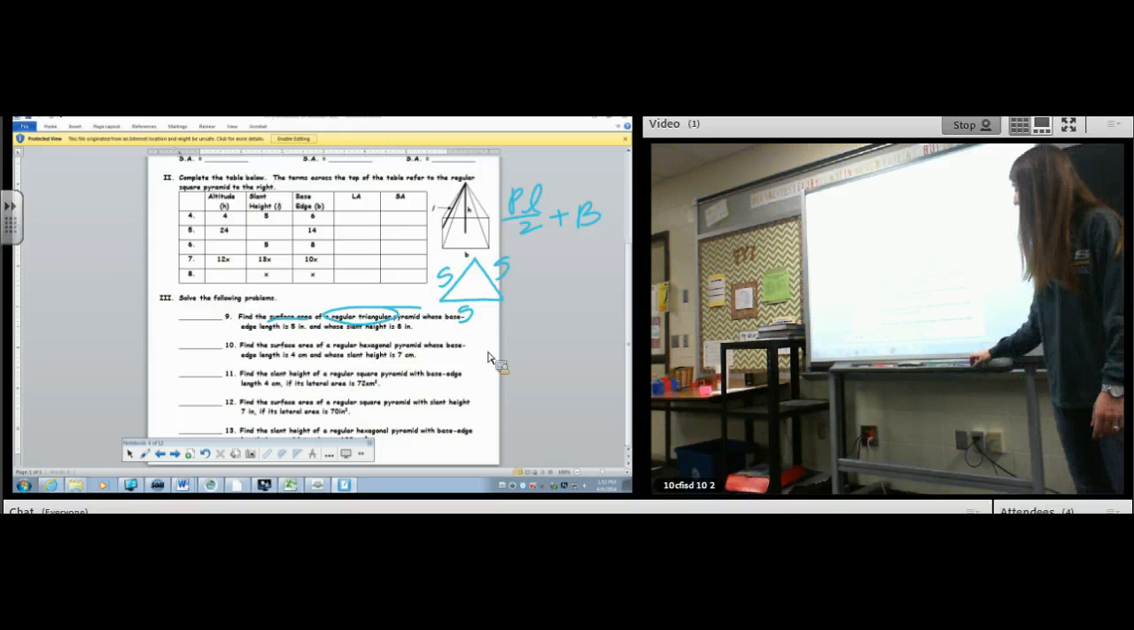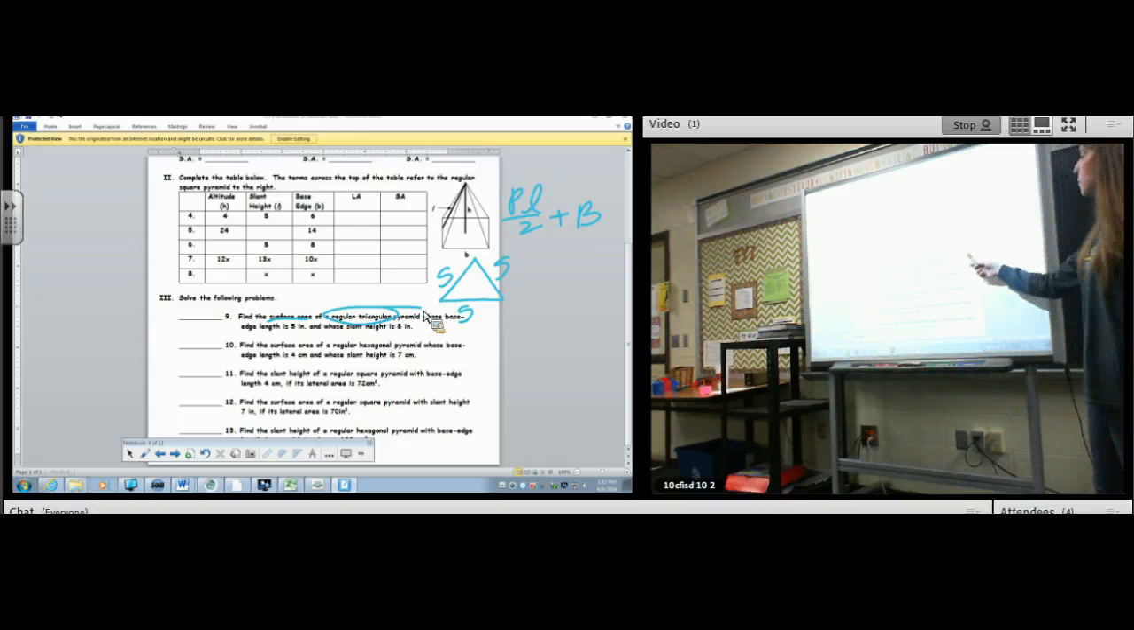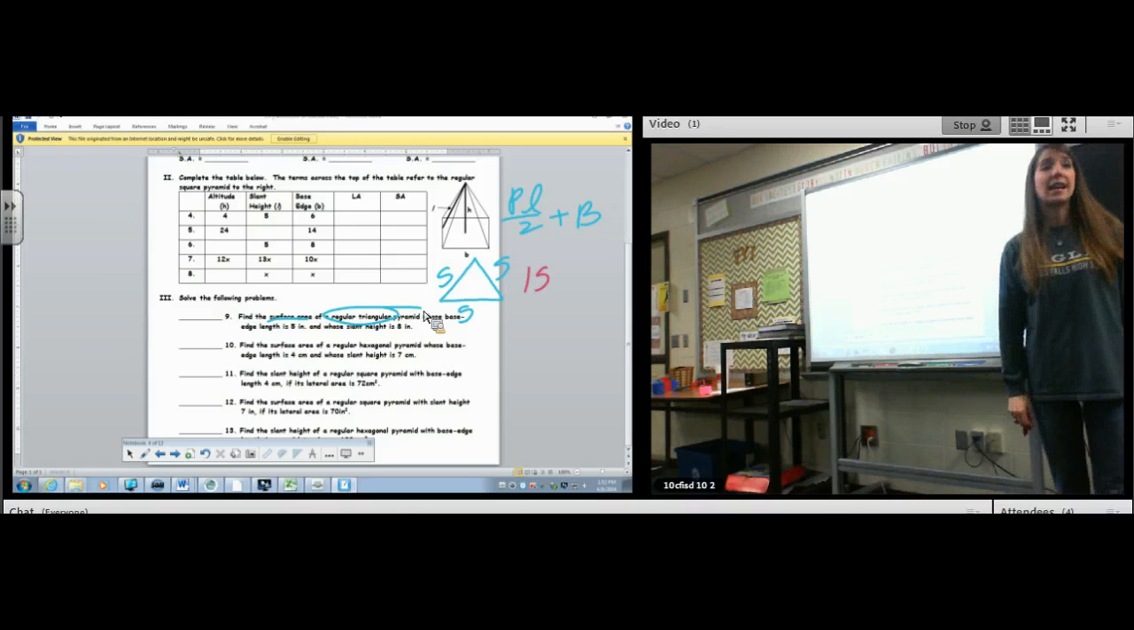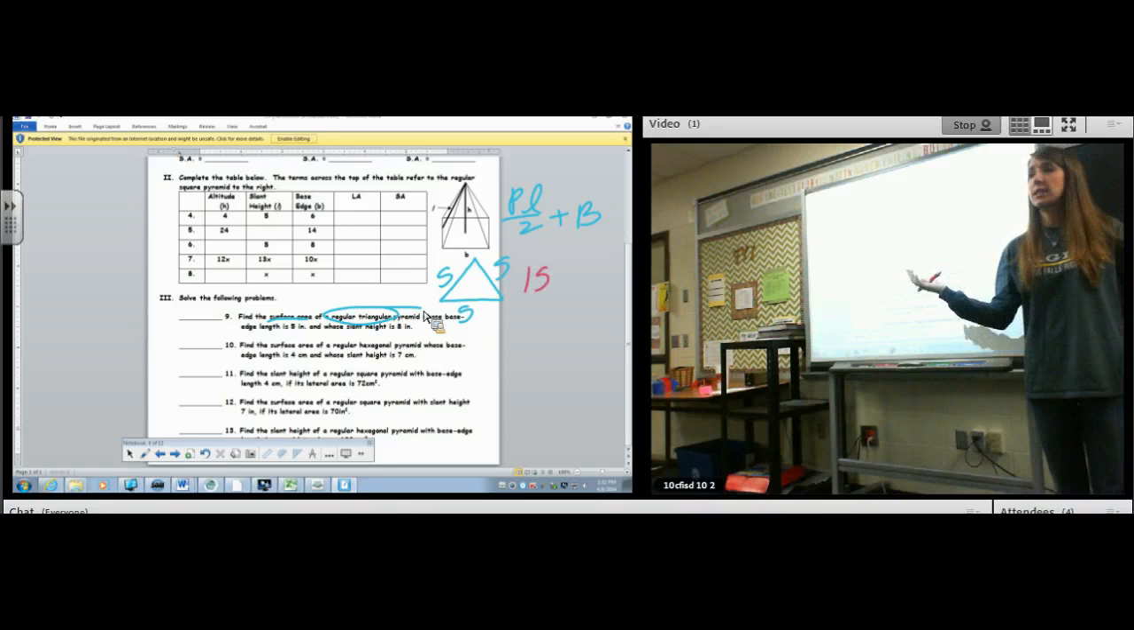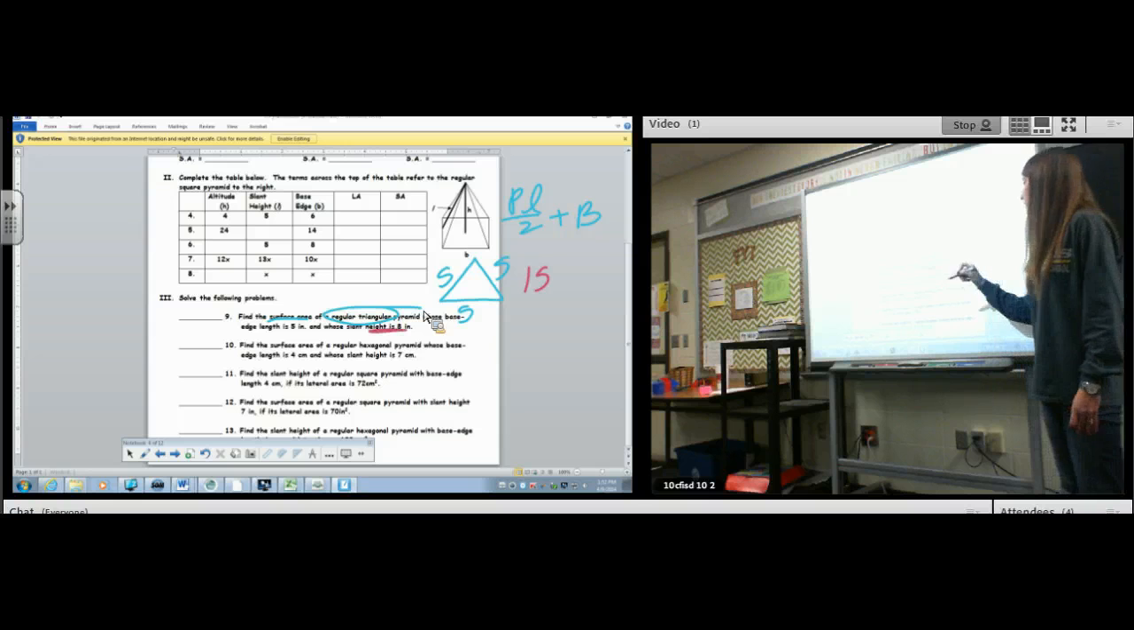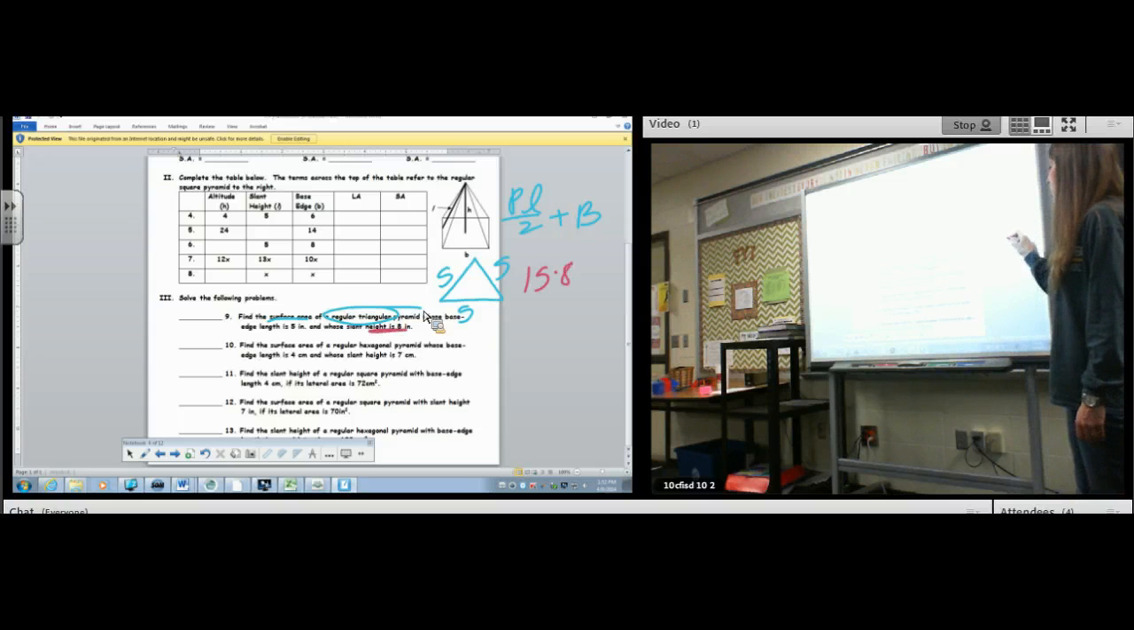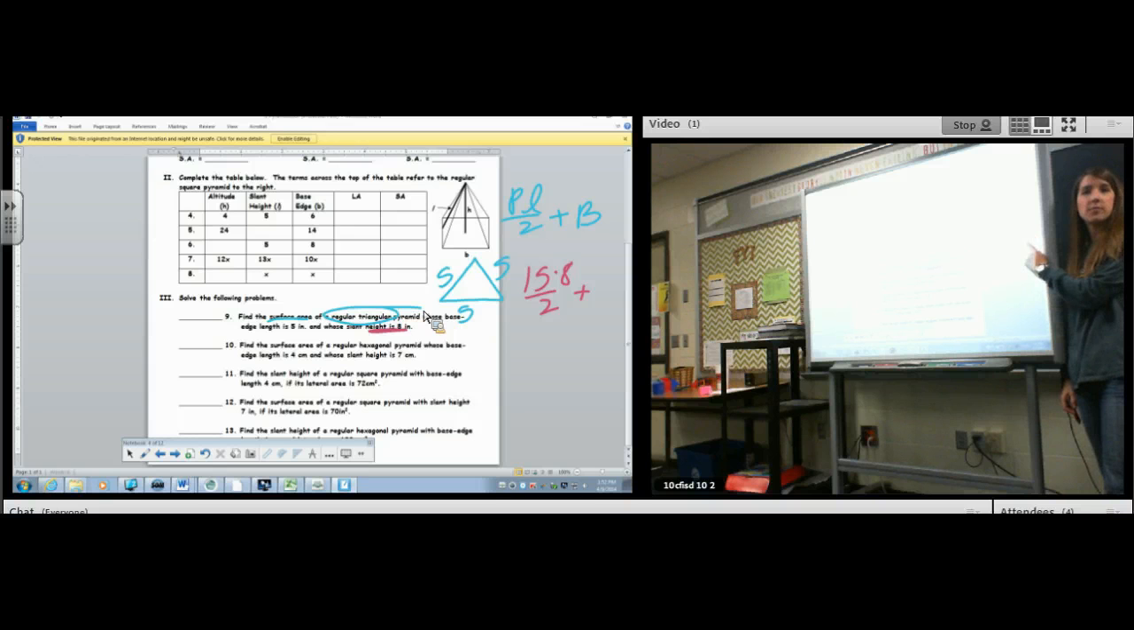Blake T, what is P for this shape? 25. For this shape. What's P? 15. 15, all right. So instead of P, I'm going to put 15. What's L, guys? They gave it to us. The slant height is 8. 15 times 8 divided by 2. So the only thing we really have to find in this whole problem is B.